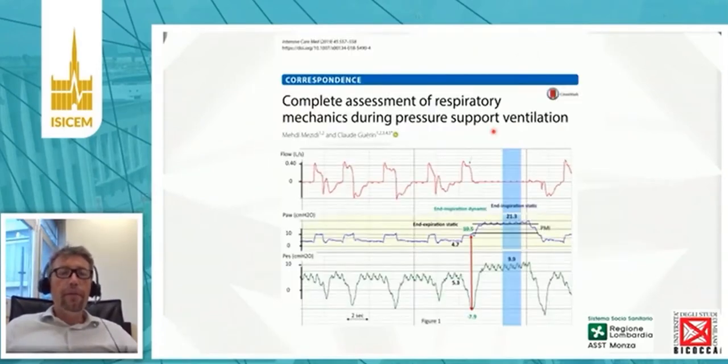Also, Claude Guérin and Dr. Metzdi applied this approach in a very different condition, which was weaning difficult-to-wean patients, unveiling that this patient had a very low compliance, because once you have driving pressure, you use it exactly as during controlled ventilation. So you see here driving pressure was very high, 21 minus 5, so it's 16 centimeters of water driving pressure that allows you to calculate compliance.